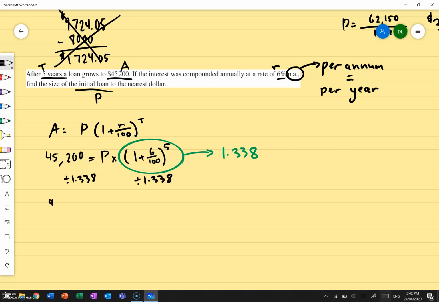and I get 45,200 divided by 1.338 equals P, and that gives me an answer of $33,776 to the nearest dollar, so I don't have to write any cents. That's it. That's how much I originally had to loan. Okay, so hopefully that makes a bit of sense. Best of luck.